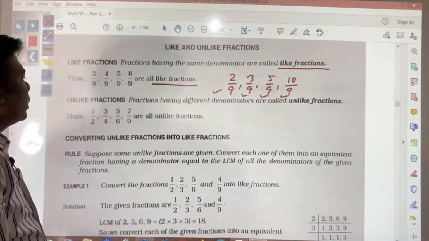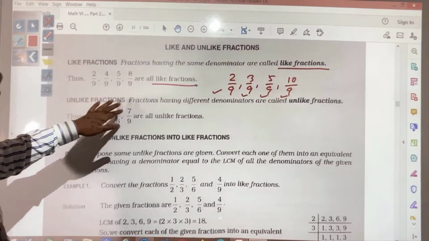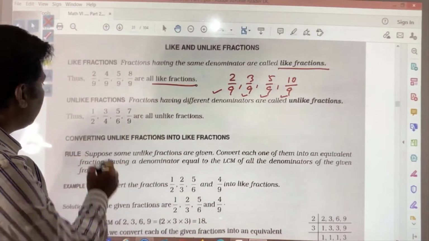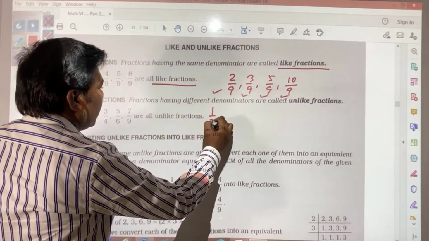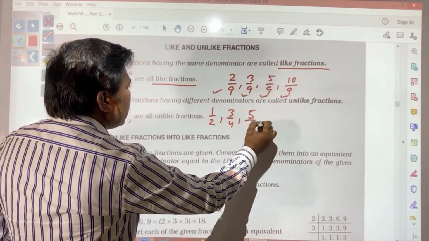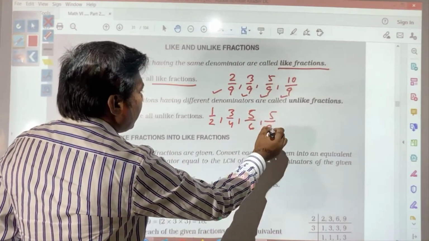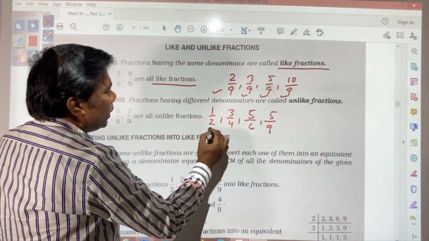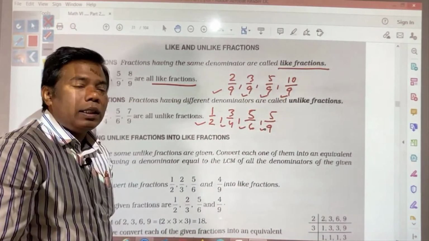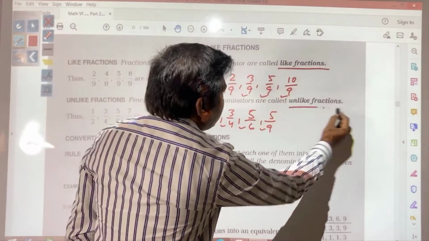Unlike fractions are what? Fractions having different denominators are called unlike fractions. Suppose here you see it has been given 1 by 2, 3 by 4, 5 by 6, 5 by 7, 7 by 9 or 5 by 9. These all have different denominators and that's why these will be called unlike fractions.